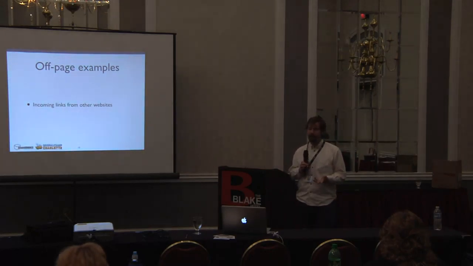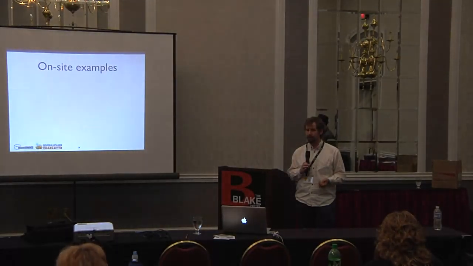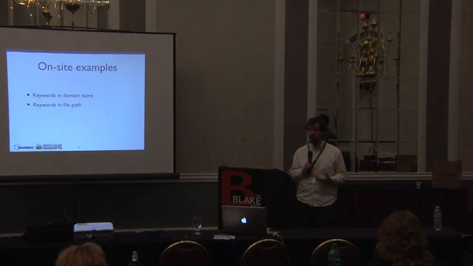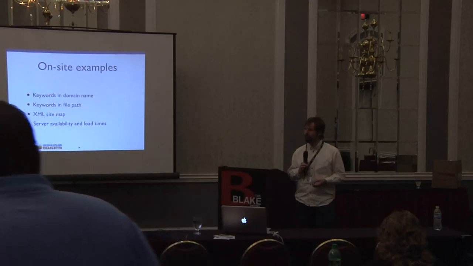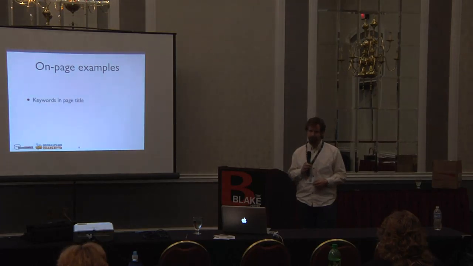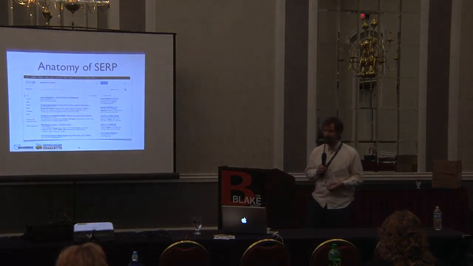Off-page examples: incoming links from other websites are pretty big, including links that you can control, such as links that you tweet or post to other social media. On-site examples: having search keywords you want to be found for in your domain name, in your file path, having an XML sitemap, and also your server availability and load times all factor into your search engine placement. And then on-page examples: actually having the search terms that you want to be found for in your page title and page headlines, in image and link attributes, in addition to in the text of your content. So this is a search engine result page, or SERP.